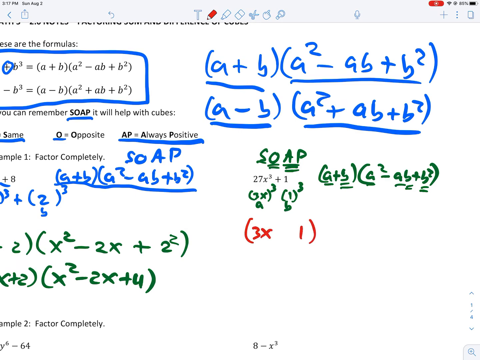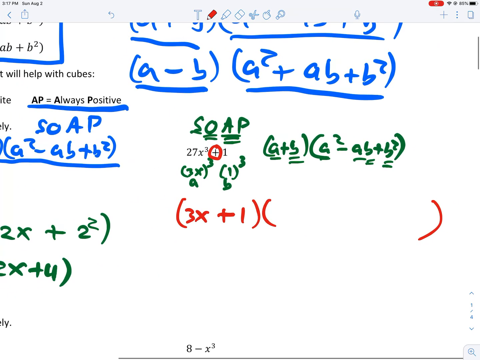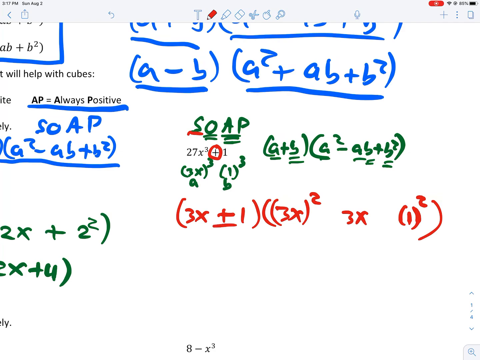So starting off with the binomial, right? A is 3x, B is 1. It's positive, so this is positive. Now you do the trinomial. You start with A, which is 3x. You square it. Then you do A times B, so that would be 3x, because it's 3x times 1. And then you take B, which is 1, and you square it. It's the same sign you started with, plus. Right, you got that, good. Then it's opposite, and then it's always positive. So now I just have to clean it up. 3x plus 1, good. Now this is the tricky part, 3x squared.